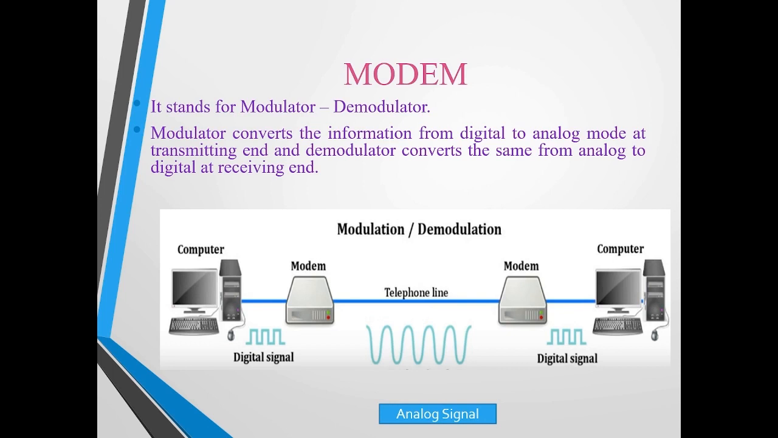So the modem will modulate the signal into a sine wave, and this modulated signal can run easily over telephone lines. After this, demodulation of the signal takes place into digital form, right? So this is the role of the modem. I think it is clear to everyone how exactly a modem works, right?